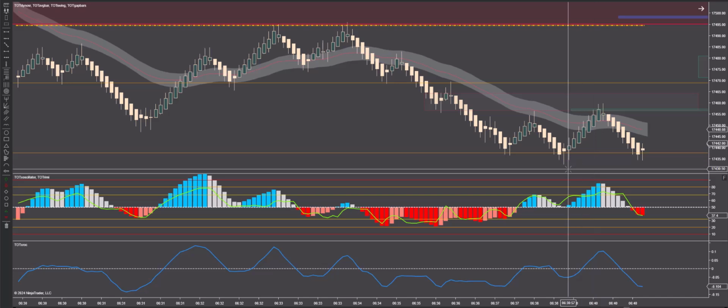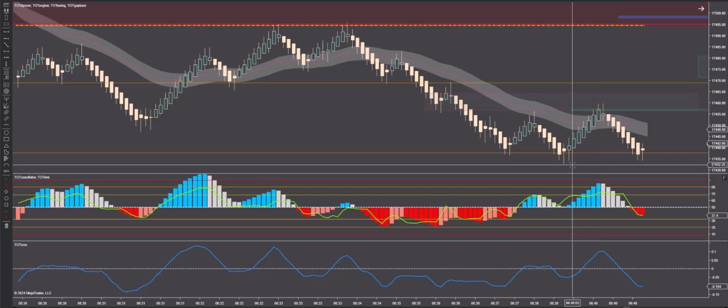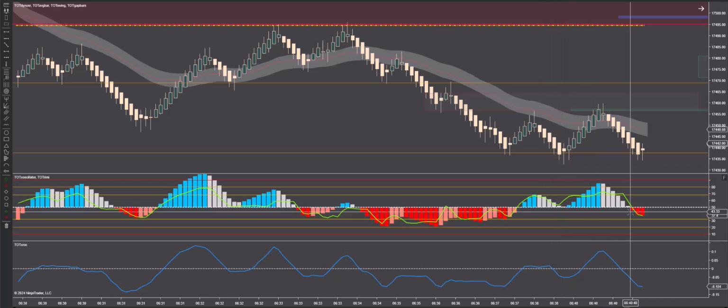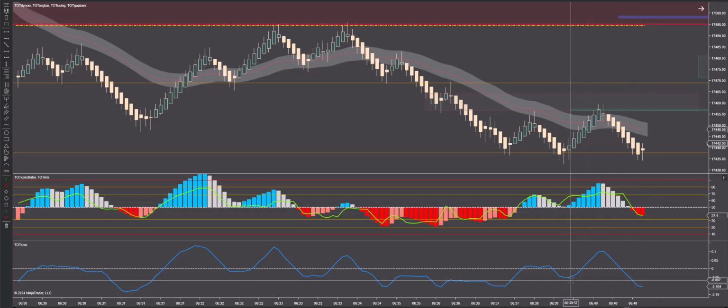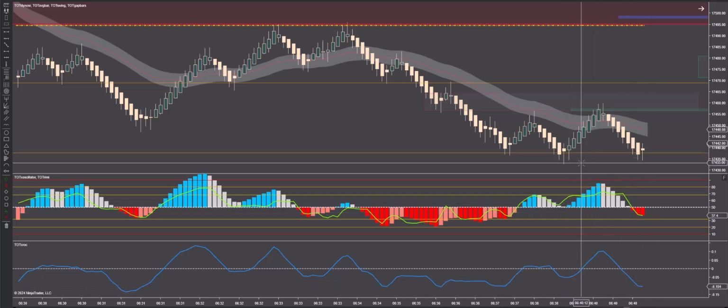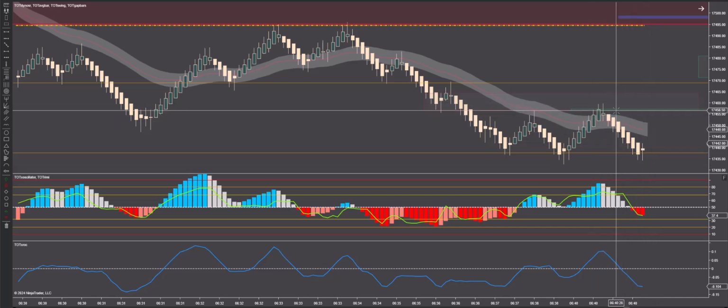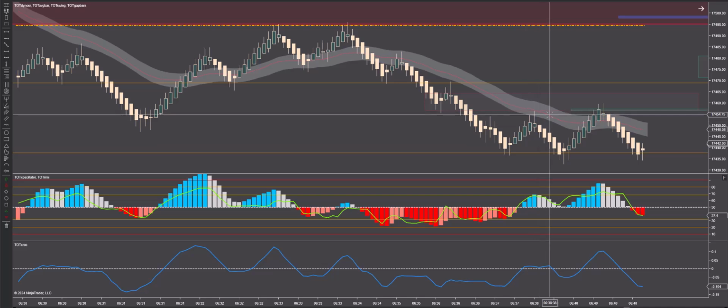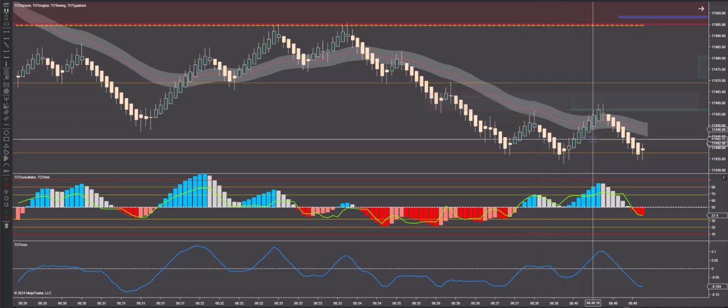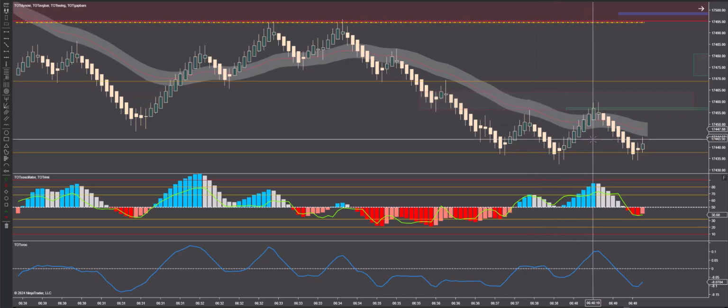And we also have some hidden divergence, which is an interesting factor when it's hidden, because I think it has more weight as hidden divergence. So it's reversal divergence because the market is going down, but beyond that, at this point, I wouldn't be looking to do any kind of reversal trade.